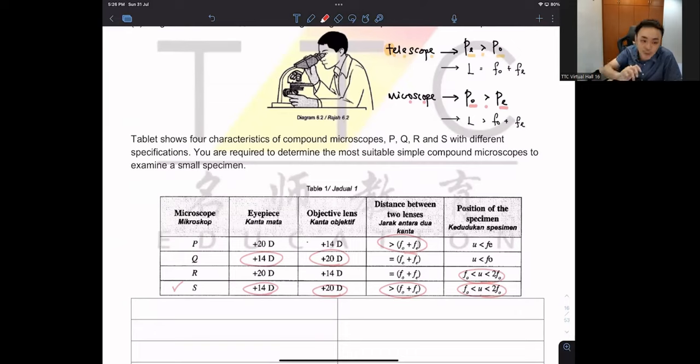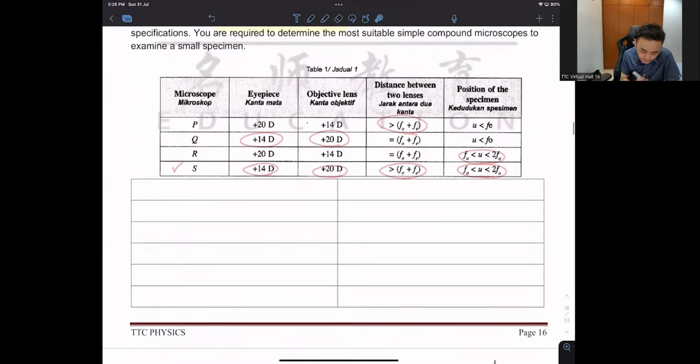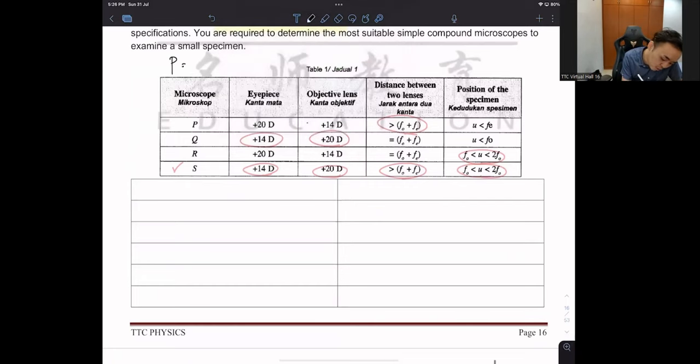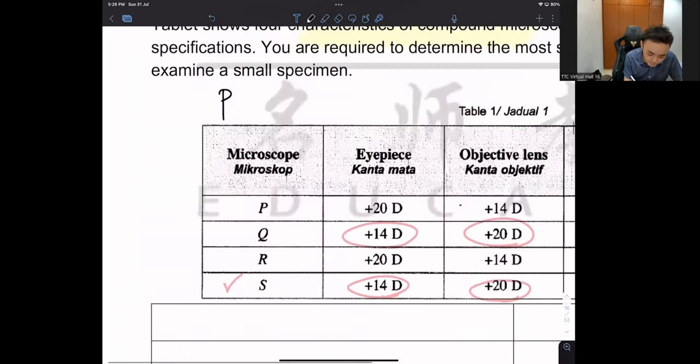But I'll roughly tell you now. What do you say about the eyepiece and objective, right? How do you explain? You cannot just say because the microscope got more O, right? How do you explain this? Simple. Let me ask you a very simple question. Power equals 1 over F, agree? Power equals 1 over focal length, right? Now, what is the relationship between power and focal length?